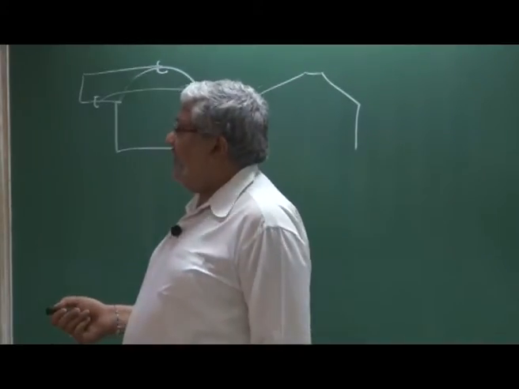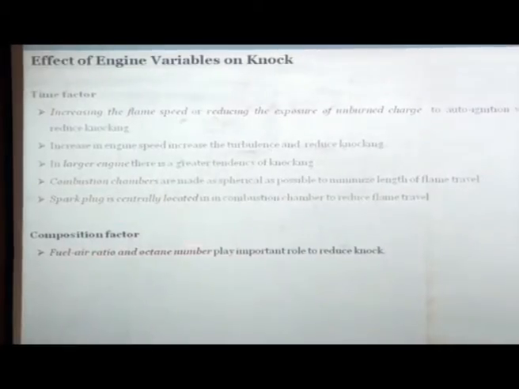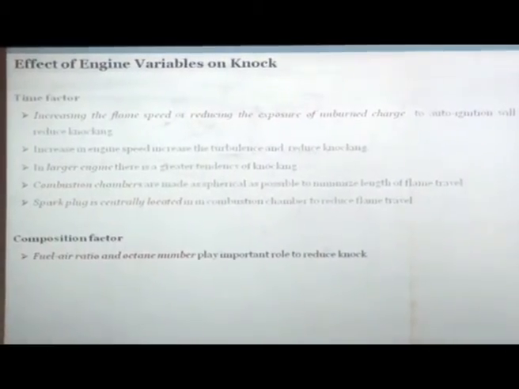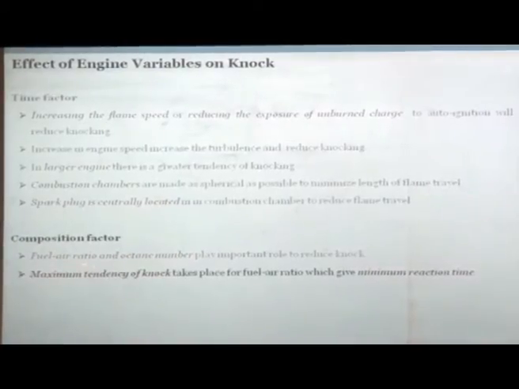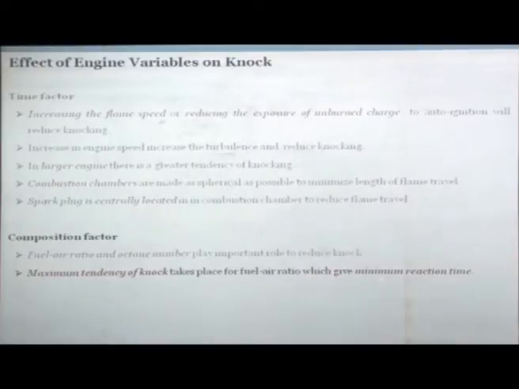Okay. Second is composition factor. Composition of what? Composition of the fuel air mixture. So fuel air ratio and octane number are two very important factors which play an important role in reducing the knocking. Maximum tendency of knock takes place for the fuel air ratio which gives minimum reaction time. So if you have minimum reaction time in the mixture, where the reactions take place very quickly, that will have the maximum tendency to knock.